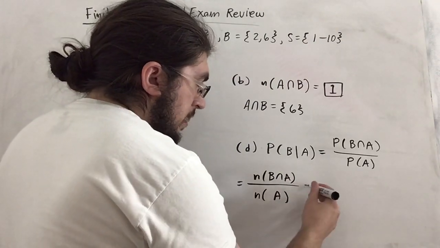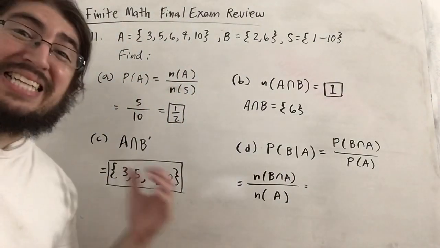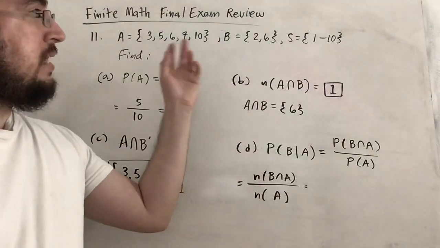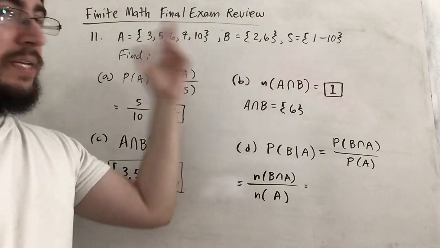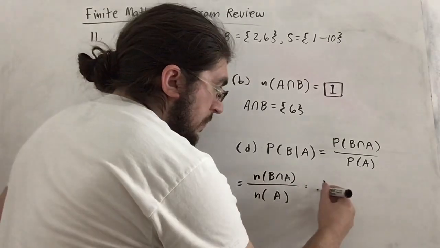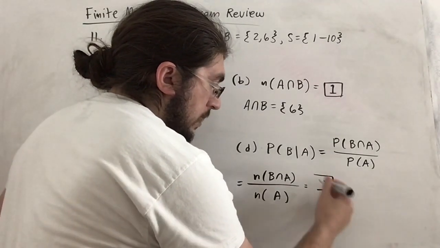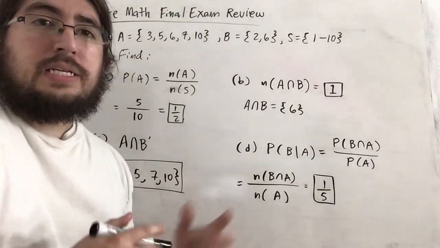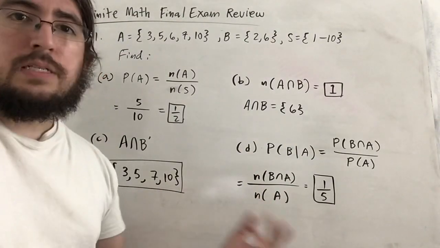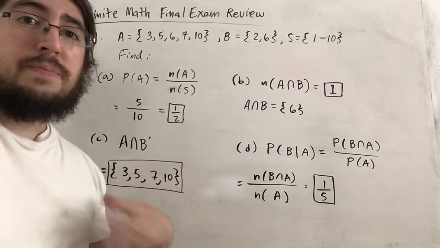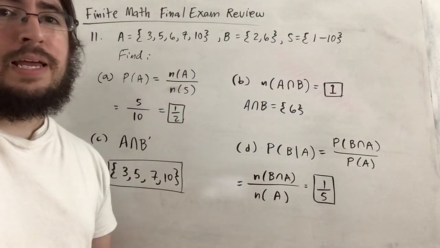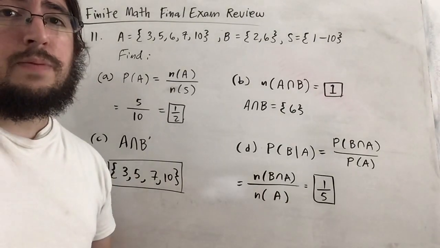Great. So notice this is exactly what I said when I spoke of this more logically. The number of things that are in B and A is just 1, divided by the number of things in A is 5. So it's 1 over 5. Now, if you wanted to write the probabilities as percentages, this would be 20% because it's 0.2 as a decimal. But I like fractions, so I'm going to leave it like that. That concludes 11, so now let's move on to number 12.